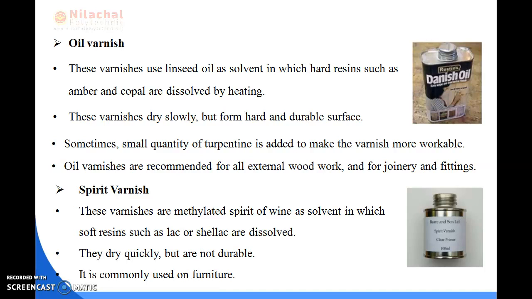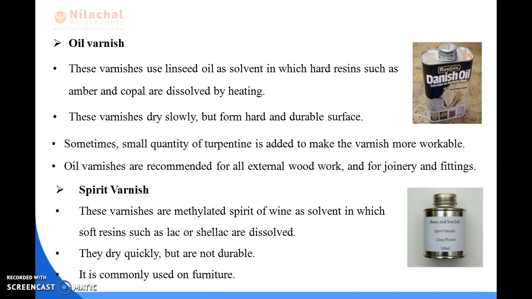These varnishes use linseed oil as solvent, in which the hard resins such as amber and copal are dissolved by heating. And these varnishes dry slowly but form hard and durable surfaces. And sometimes a small quantity of turpentine is added to make the varnish more workable. And the oil varnishes are recommended for all external woodwork and for joinery and fittings.